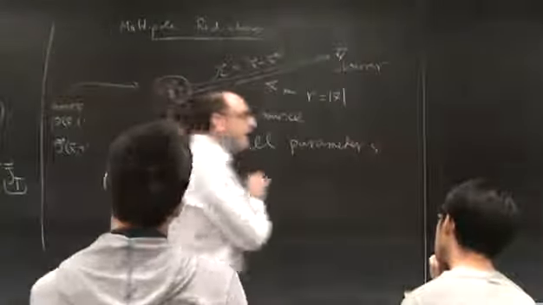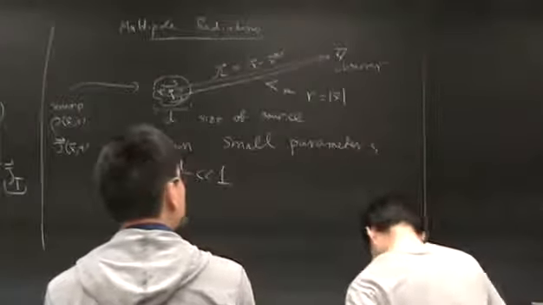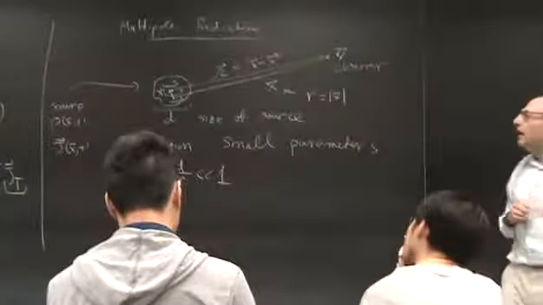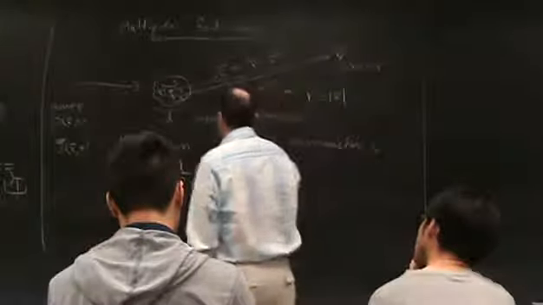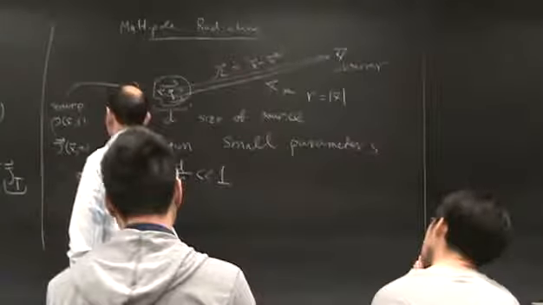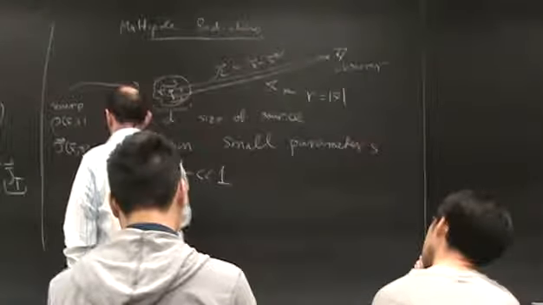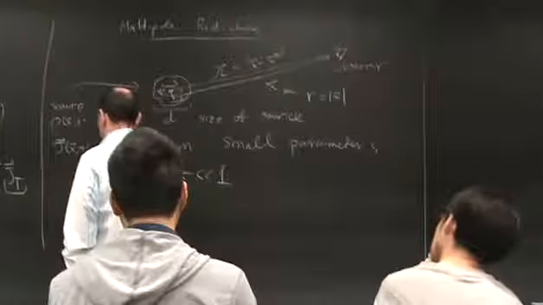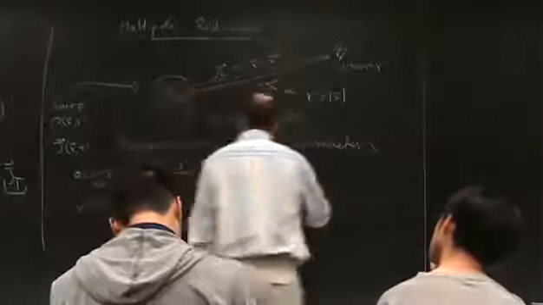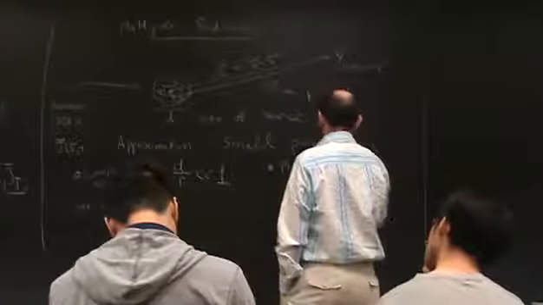But there's another very important approximation now in the context of dynamics. The sources here are moving around, so the first approximation here was that we had a compact source and we are far away. The other approximation we're going to make is that the motion is slow.